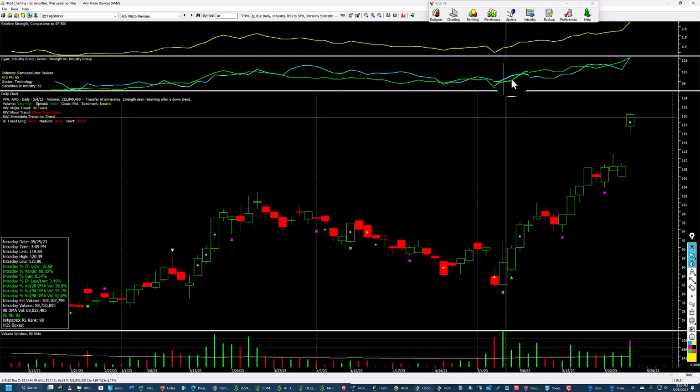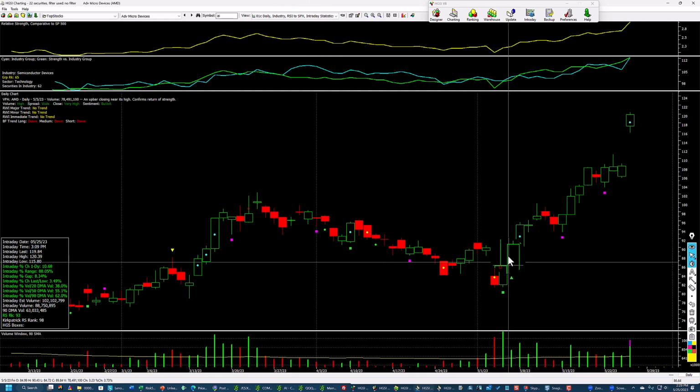So back here, when this started moving up, the green was moving up, which means that AMD at that point was outperforming its group, and it was also outperforming the S&P 500. So this is a good chart. This is just 1C, how you can get a feel for the strength of a stock, and you always want to look for outperformance. The best stocks outperform the broader market and the group and have a high RS rank.